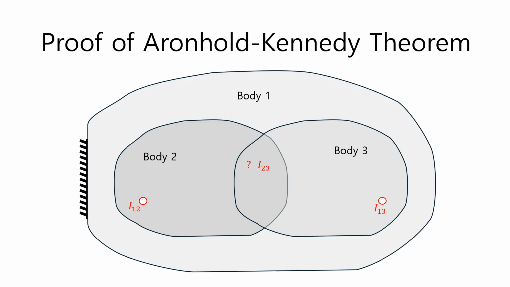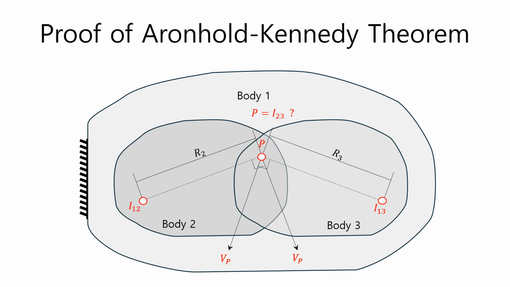Let's prove the Aronhold-Kennedy theorem. There are three bodies as shown in the figure. For the sake of explanation, we assume that body 1 is fixed. I12 is the instantaneous center where body 2 rotates instantaneously around the point of body 1, and I13 is the instantaneous center where body 3 rotates instantaneously around the point of body 1. The three bodies do not necessarily have to be connected. Let's find the instantaneous center I23 in this state.